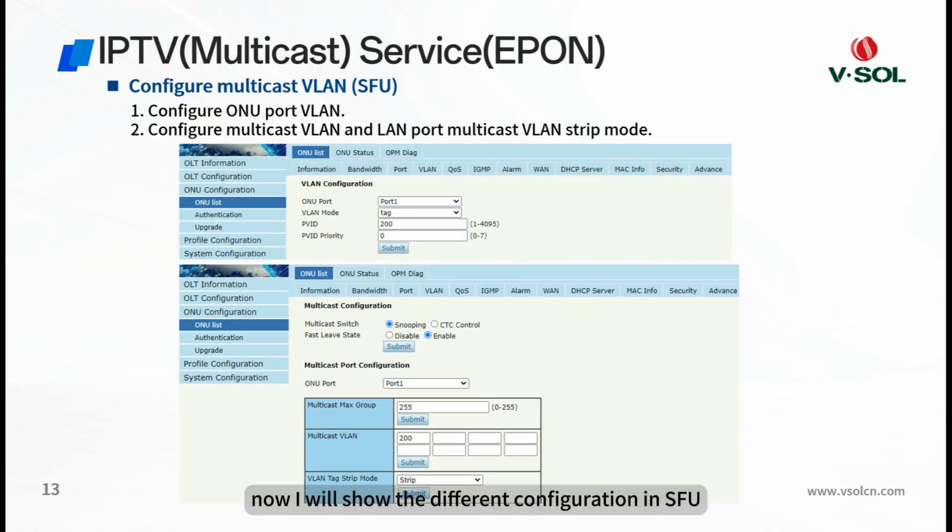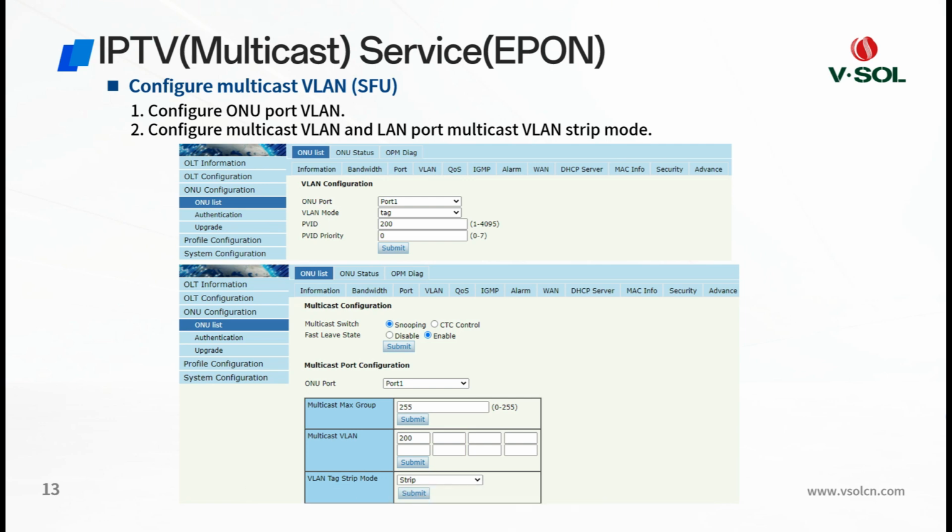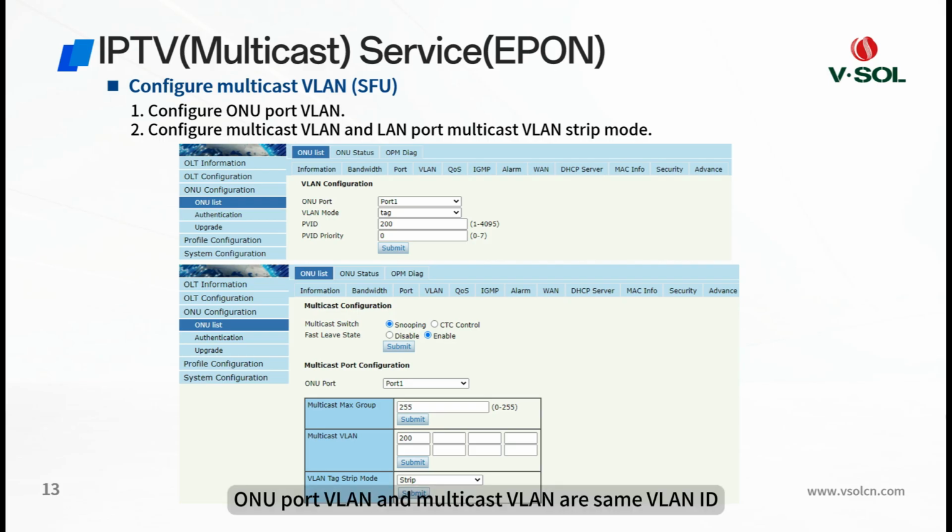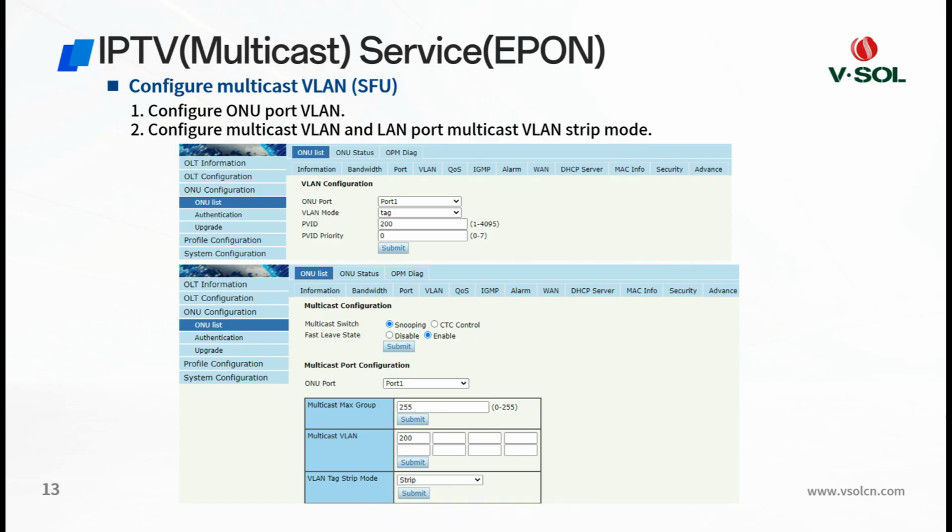Now I will show the different configuration in SFU-ONU of multicast service. In SFU-ONU, configure port VLAN and multicast VLAN. Usually, ONU port VLAN and multicast VLAN are the same VLAN ID. First, configure ONU port VLAN. As a terminal device, ONU port VLAN should be tag mode. Second, configure multicast VLAN and LAN port multicast VLAN strip mode.